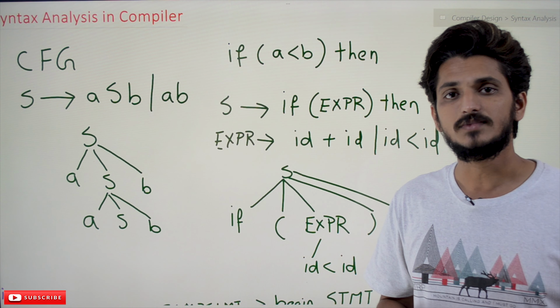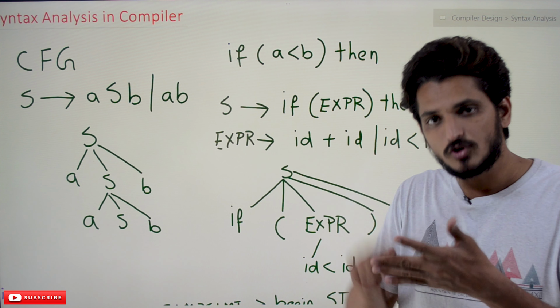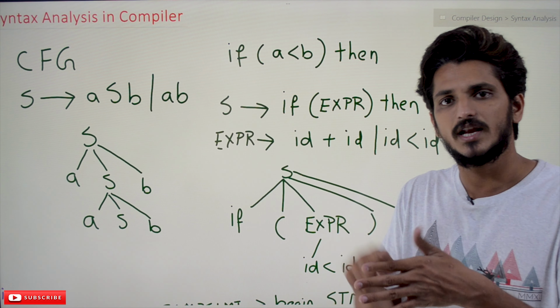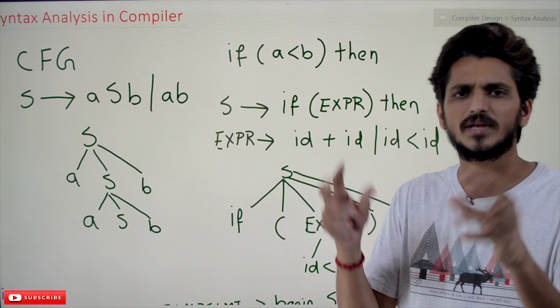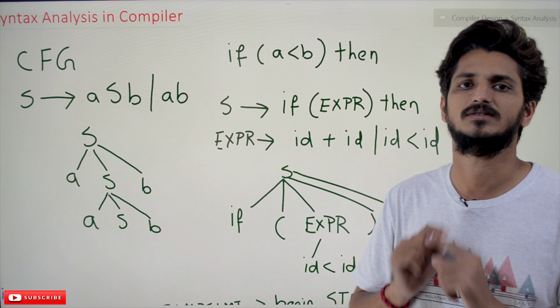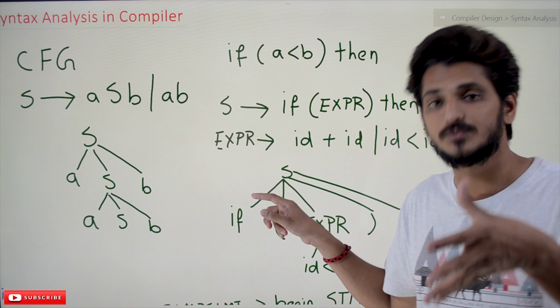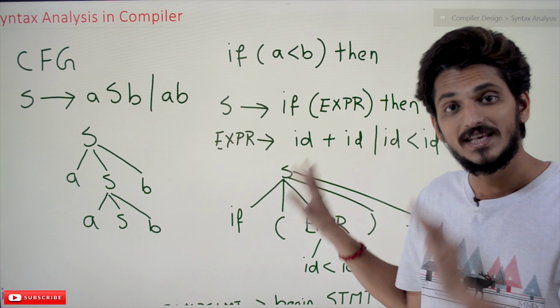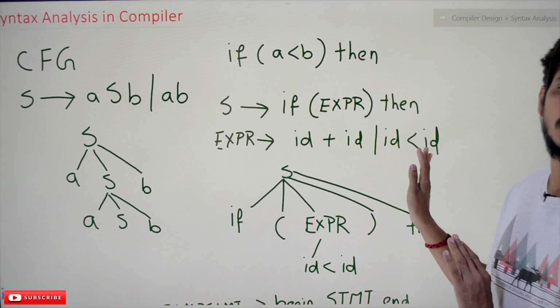language. Means you can go with plus, multiplication, division, less than or equal to, greater than or equal to. All these operators come into our expressions. This EXPR production has to identify all the expressions. But here, for understanding purposes, we have taken only two.